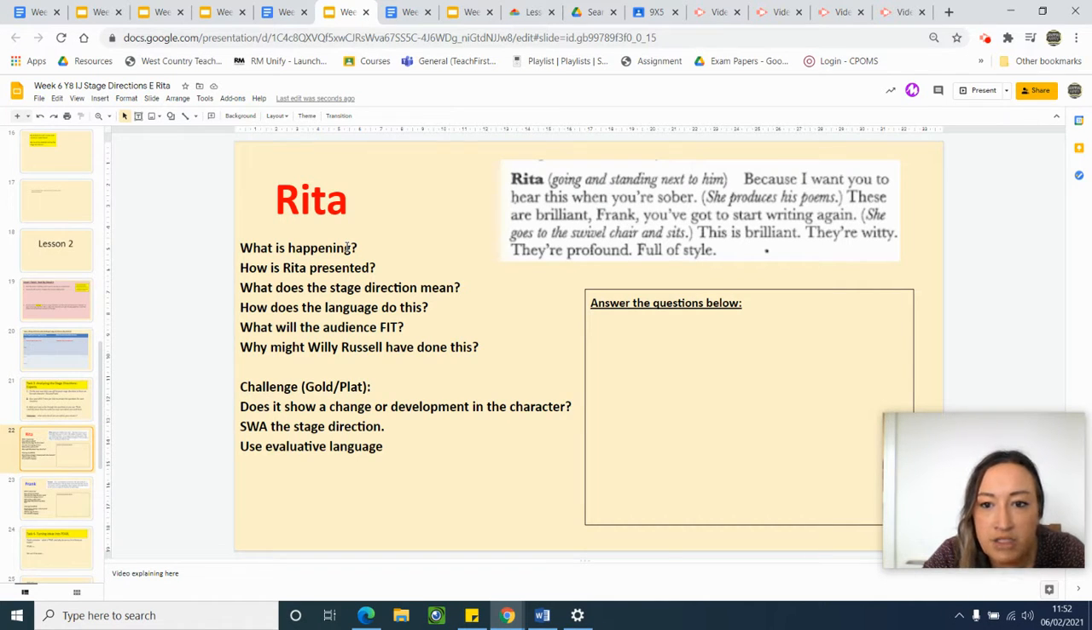How does the language suggest what you're saying it suggests? What might the audience feel, imagine, or think because of the stage directions and because of how Rita's being presented? And why might Willie Russell have done this?